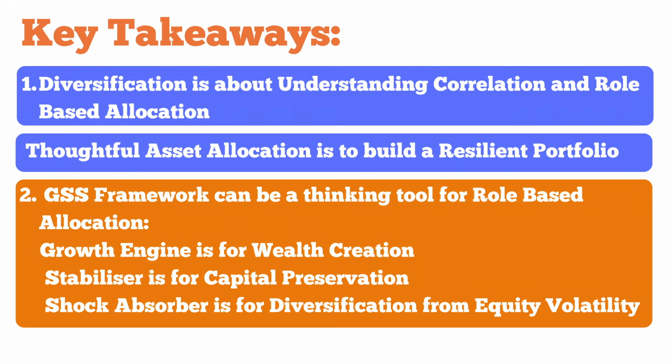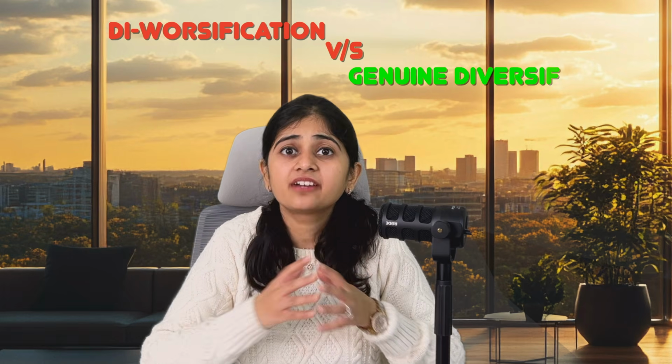Second, the GSS framework can be a thinking tool for role based allocation. Growth engine is for wealth creation, stabilizer is for capital preservation, and shock absorber is for diversification from equity volatility. Markets will experience volatility, that's a given. The difference between investor A and investor B wasn't luck or market timing, it was understanding the difference between diversification and genuine diversification.